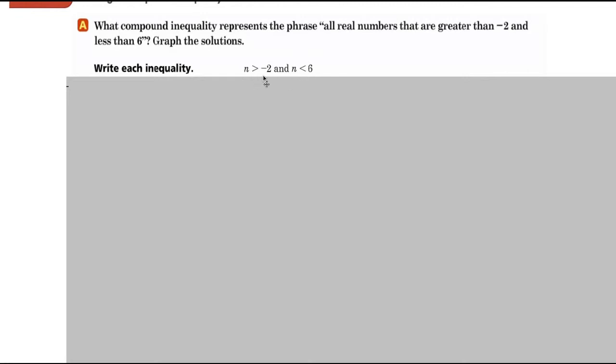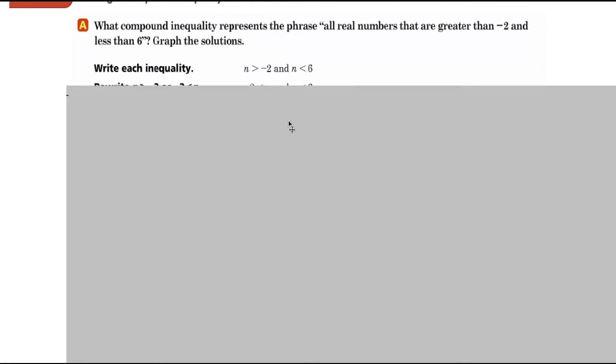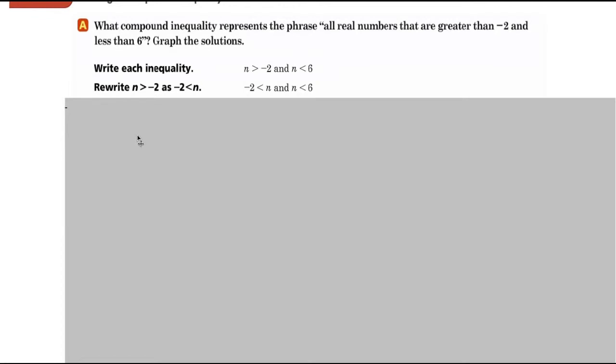So this is how this would work, changing from words to writing something in math. All right, the next thing after that is we're going to rewrite n greater than -2 as -2 is less than n. Both of these are the same thing. All I've done is switch them. But since I switched the numbers, I have to switch the symbol.